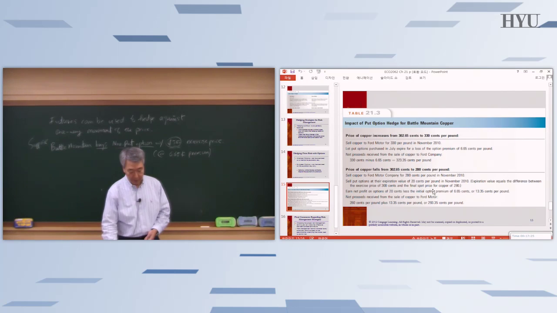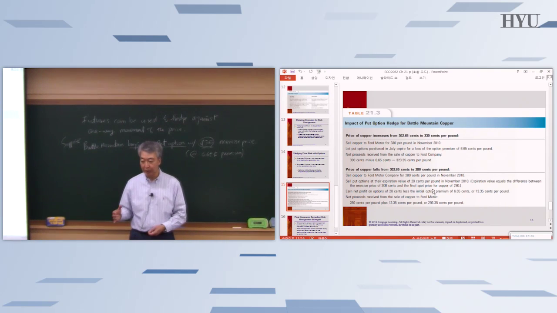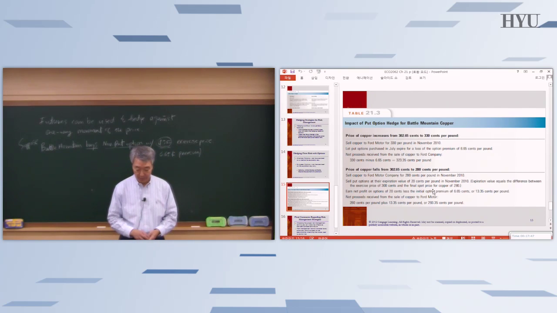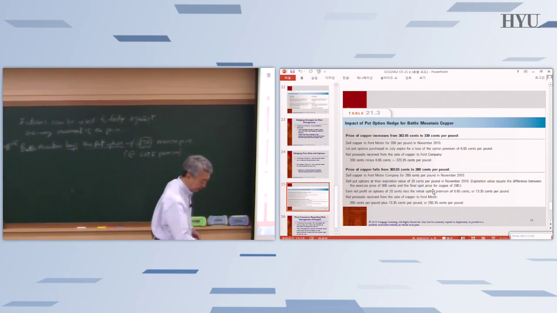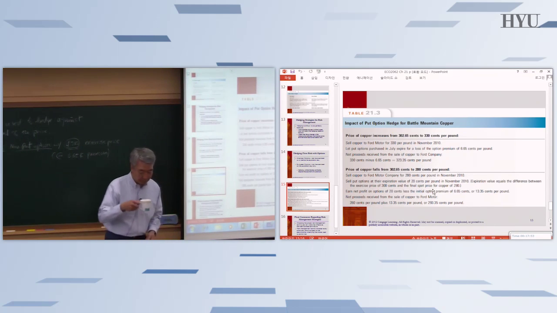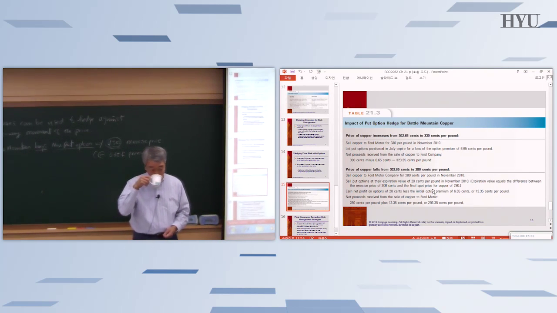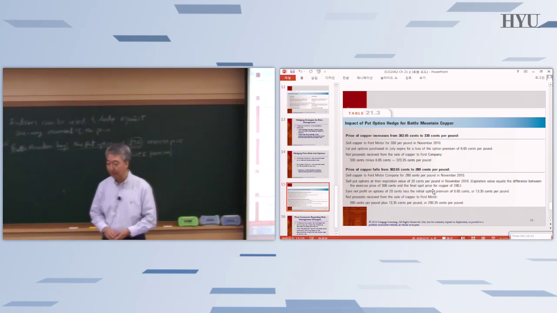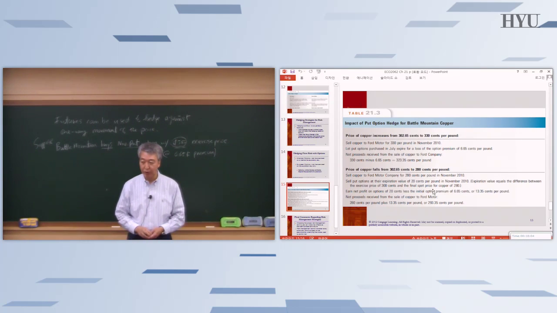But if the price declines, then you can use the option. You can sell the material, copper, at the market price, and then you can also sell your put option at the current price of the option. And that way you are protected. Are you protected? It doesn't really work exactly like the future or forward case.